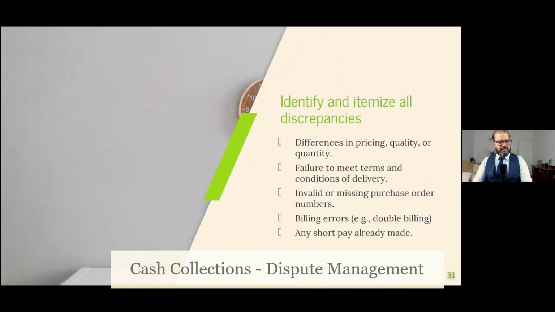With this, I will also identify some of the itemized discrepancies. It could be differences in prices, differences in quantities, and quality as well. Failure to meet the delivery terms that we agreed with our customer, invalid or missing purchase order numbers, billing errors, and any short pay already made. It is possible that your customer has already made a payment, but you are not able to allocate it.